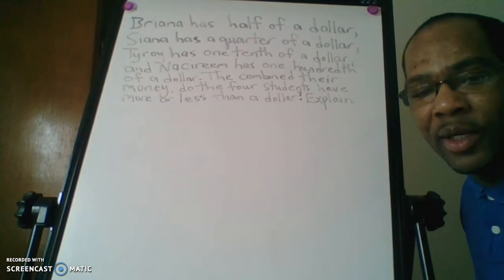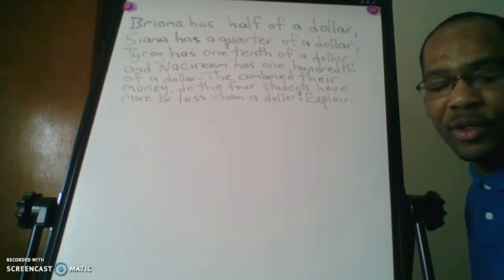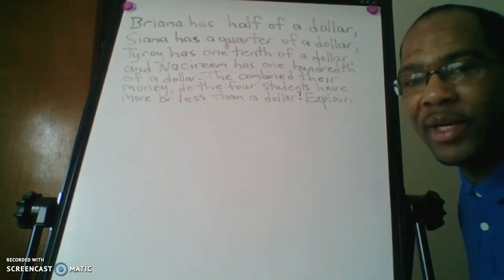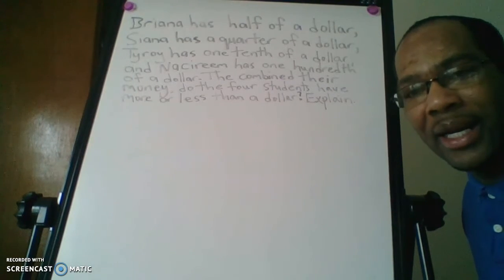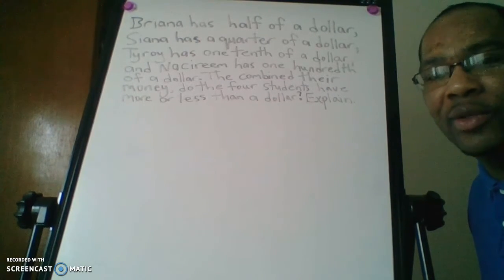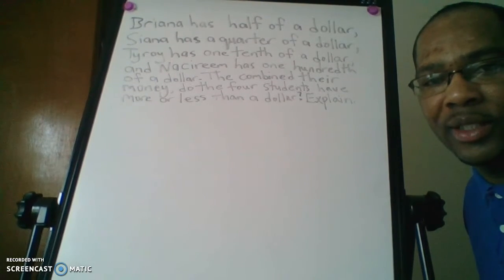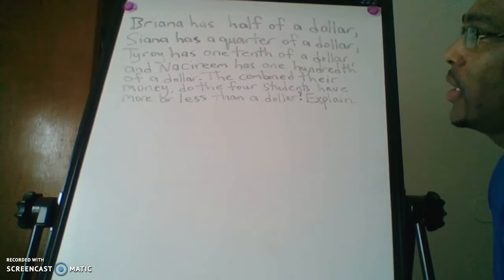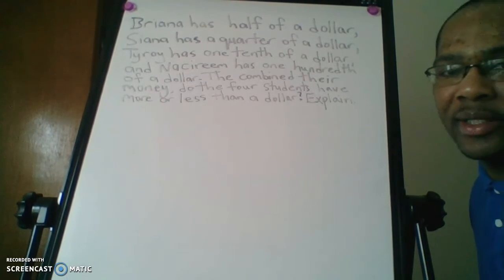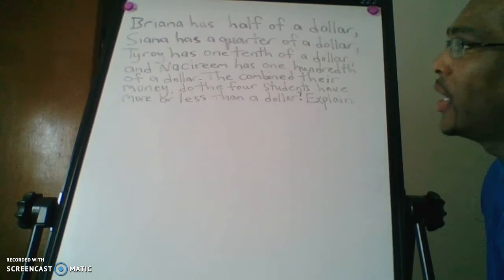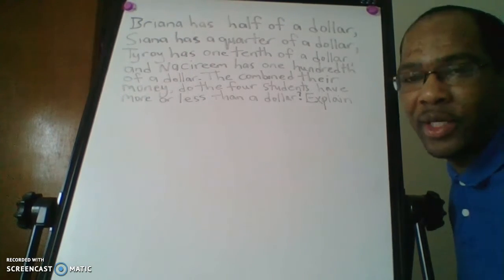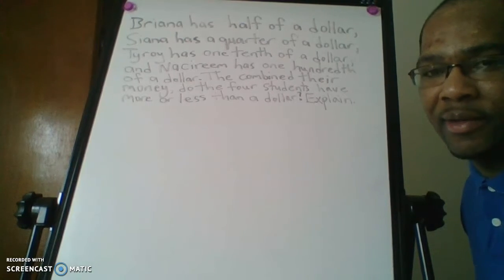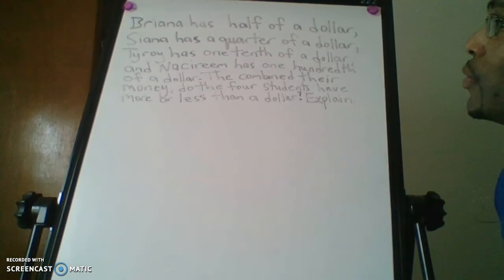Hi, welcome. Today we are going to solve word problems involving money, and I'm going to try to do this step by step so that we have a clear understanding as to how to go about answering this question. In this question, four students have a certain amount of money, and they are trying to see whether that amount of money, when they combine it, has more or less than a dollar. And I'm going to read.